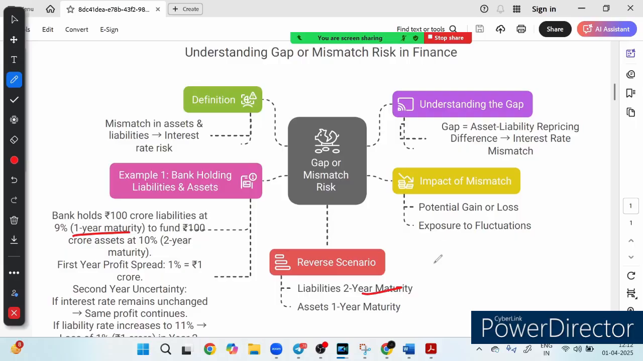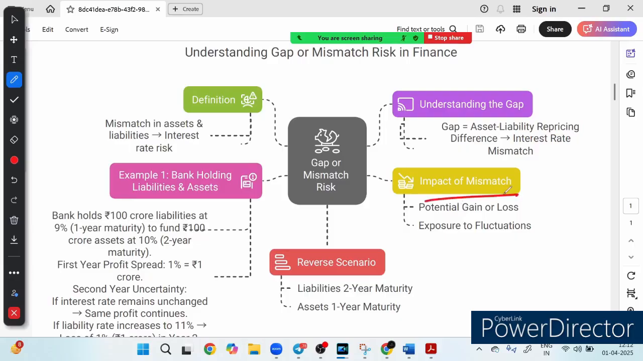So the risk flips, right? Now the asset may be earning lower interest while liabilities are locked at a higher rate. So this is called mismatch. I hope this example gives you a clear understanding of what is meant by gap risk or mismatch risk, right? That means there is a repricing difference. You see, assets are being repriced after 2 years, but liability is repriced after just 1 year. And this change in the interest rate while repricing causes this gap risk or mismatch risk.